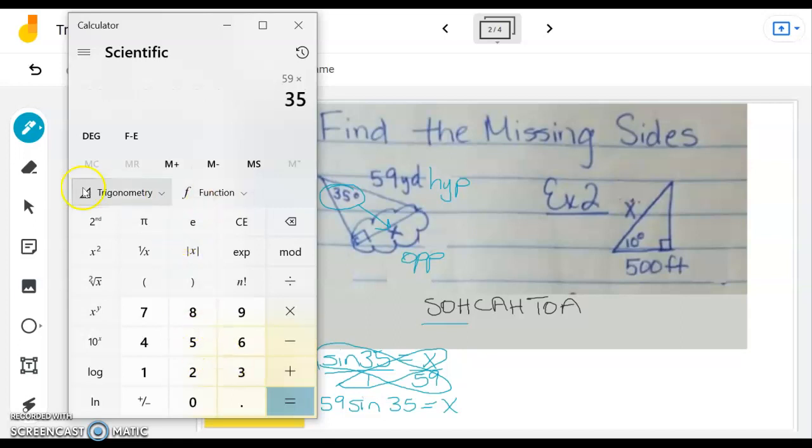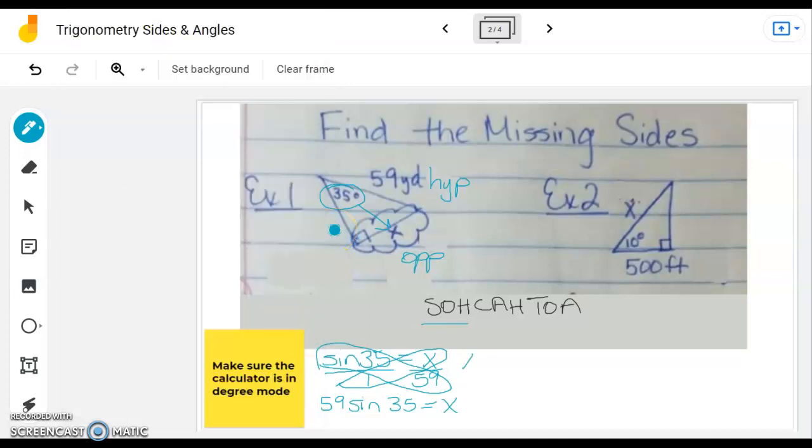That did not work. Okay, let's see how this calculator works. Okay, so I'm going to do 35 sine, there's the 35 of sine, times 59. There's my answer, 33.84. Okay, so x is equal to 33.84. That's going to be yards for our units because our 59 is in yards.